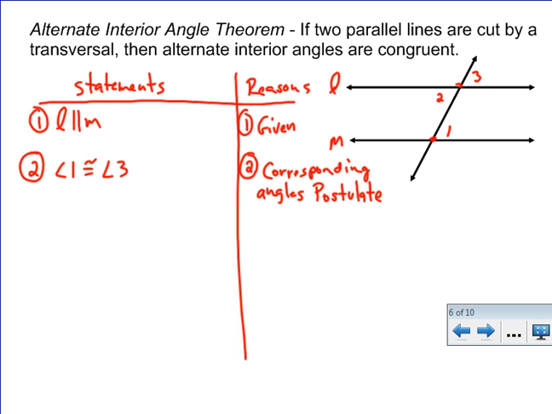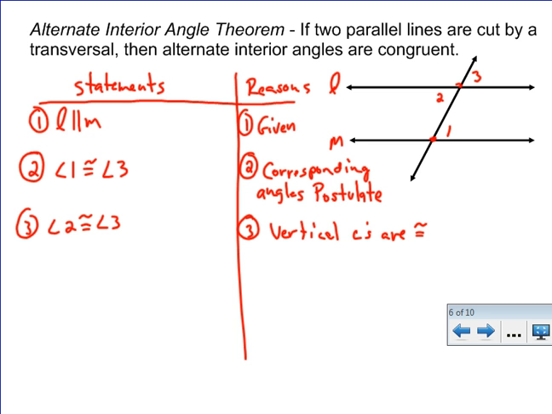That's our postulate. And then we also know from an important geometric theorem that angle 2 is congruent to angle 3. We know that because angle 2 and angle 3 are vertical angles, and vertical angles are congruent.